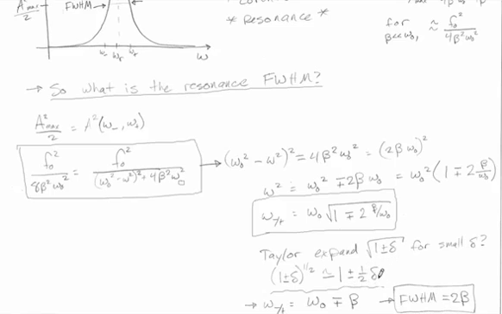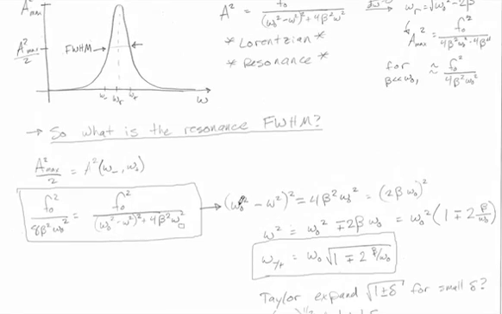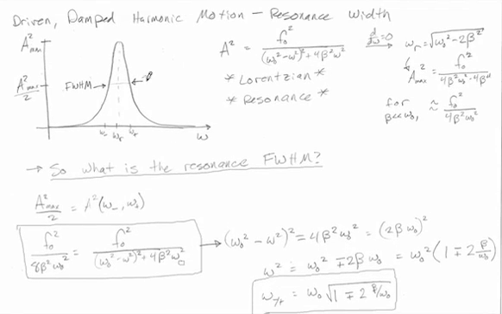If we use that, delta is 2 beta over omega naught. We get omega minus or plus is omega naught minus beta for omega minus, or omega naught plus beta for omega plus. So that gives our full width at half max: omega plus minus omega minus is 2 beta. So that means that on this curve, the full width at half max here is just 2 times beta. So the linear damping is directly connected to how wide our peak is.